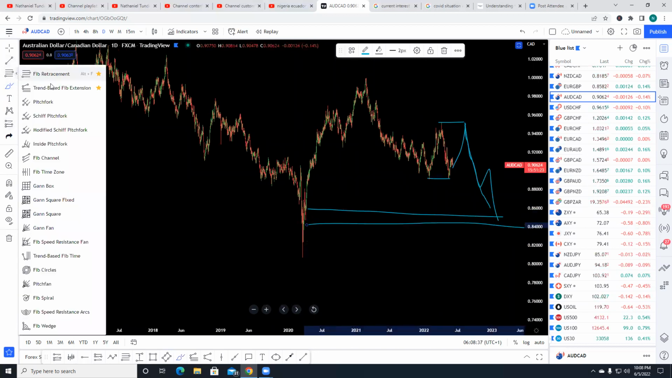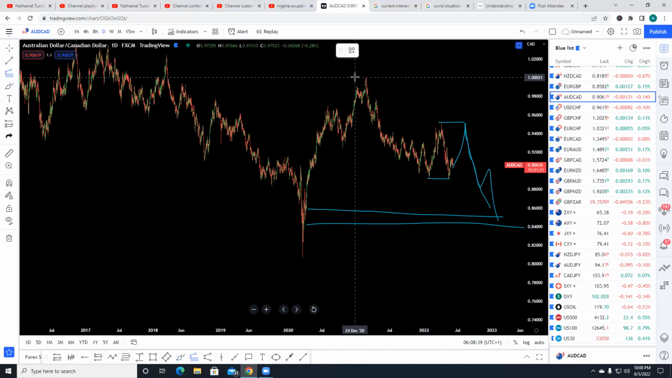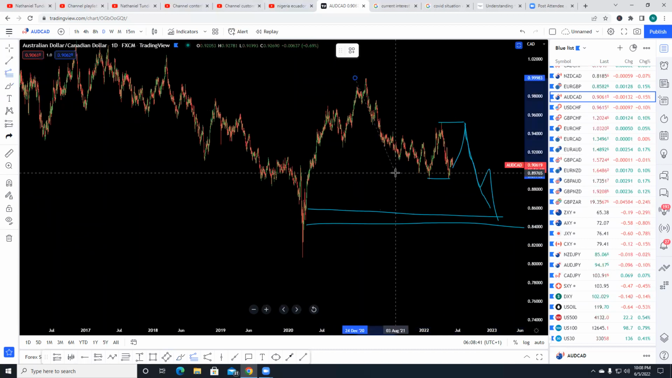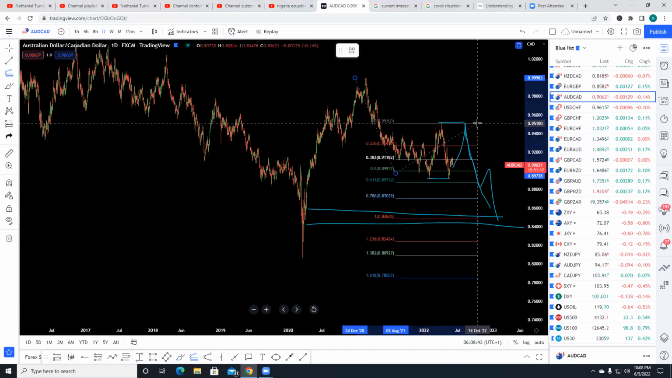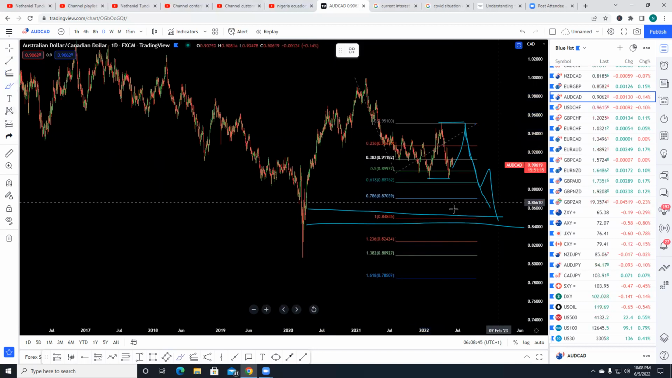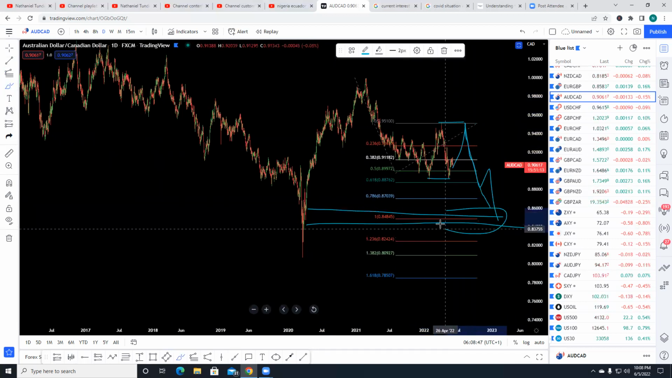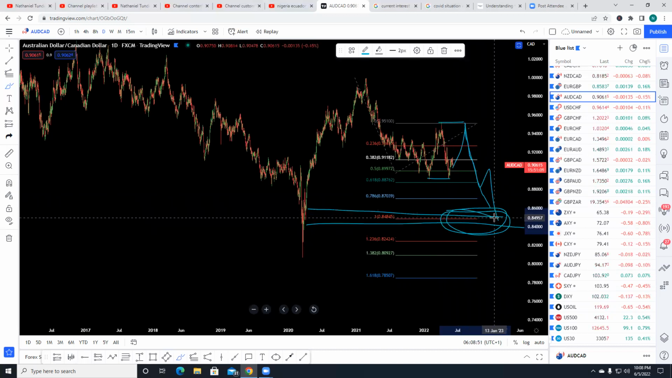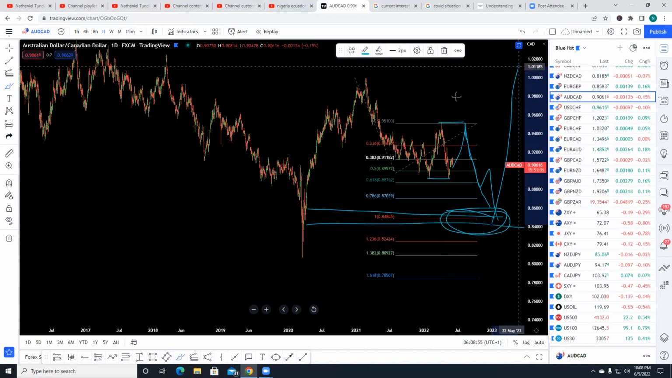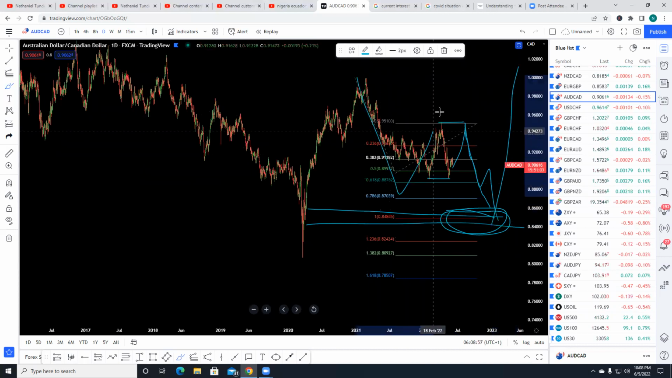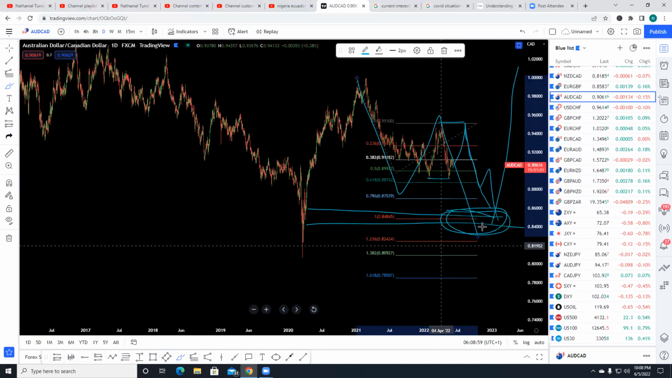Remember, in a zigzag structure, you have to take your fib extension from here to here and back to this place. So this is the 100% fib extension. That's where we're expecting this structure to end, meaning the 1, 2, and 3 wave structure, before we see a buy opportunity to the upside.